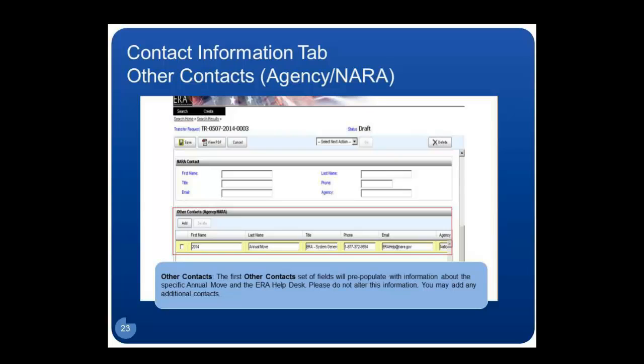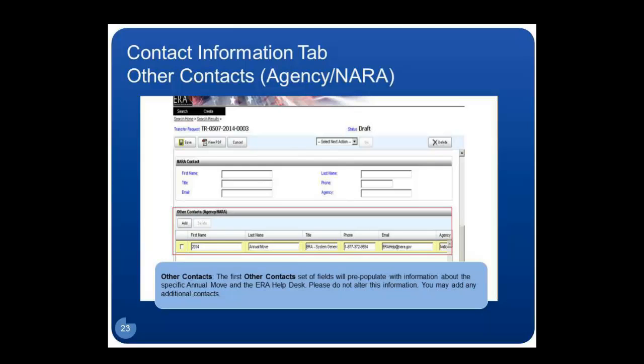At the bottom of this same tab, what we have displayed is transferring agency official when that person does their work, the agency approving official when that person does their work, you're going to leave the NARA contact blank. Underneath that, there's space for other contacts. Actually, you can use the add button right here to add additional pieces of information.